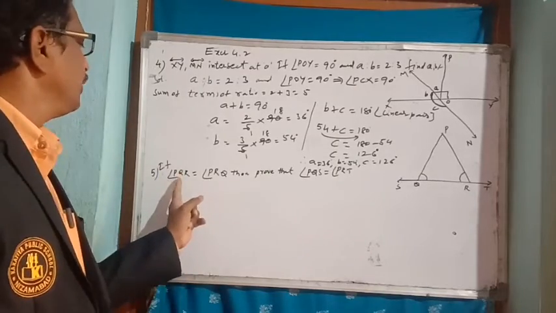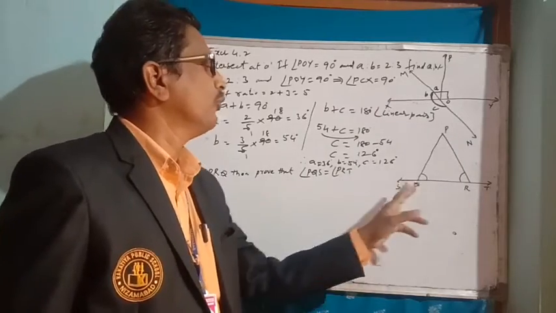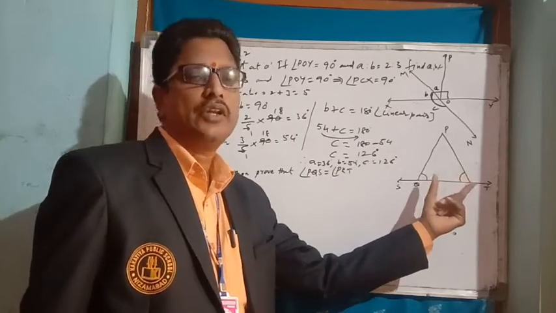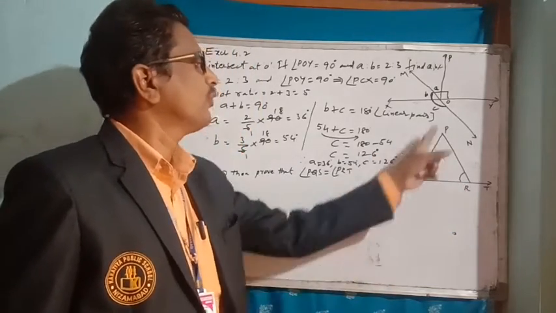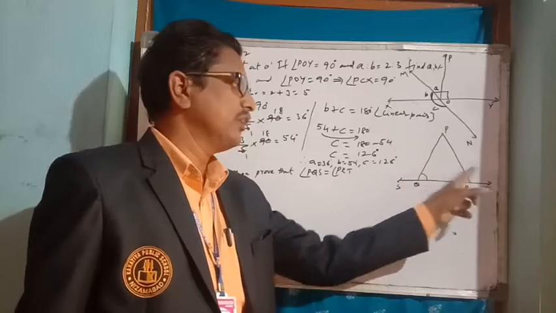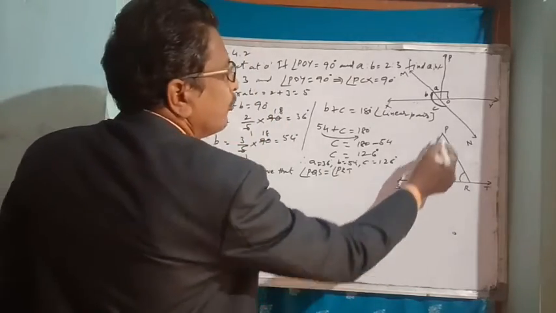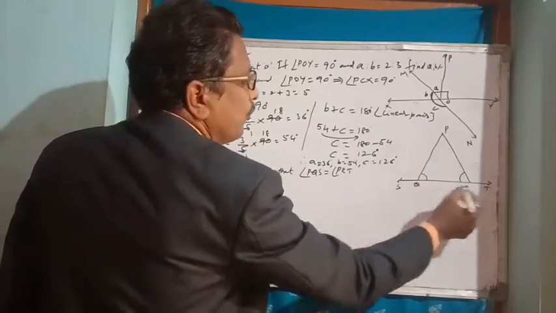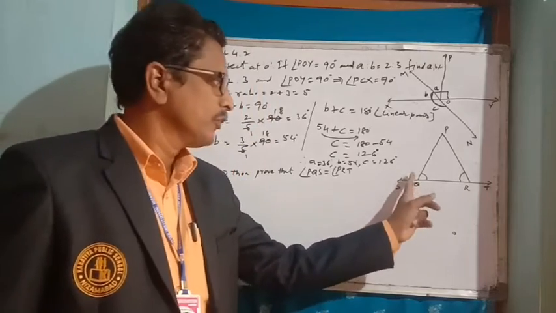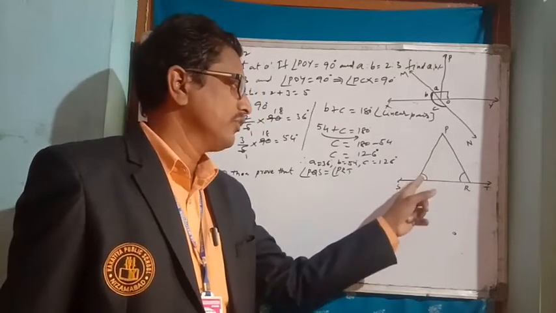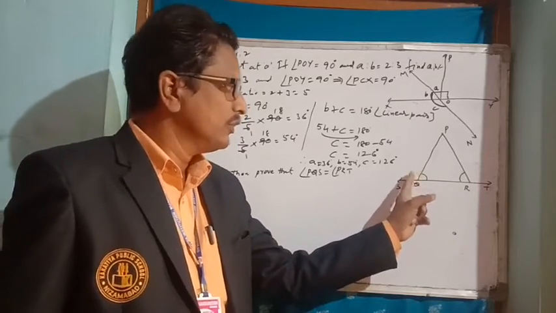See here, PQR is equal to PRQ in the given figure. PQR equals PRQ means these two angles are equal, given. Then show that PQS is equal to PRT. These two angles are equal, that we have to prove. Now see here, PQS, PQR. This is also a linear pair, the sum of two adjacent angles. The ray stands on the line, so these two angles are a linear pair.